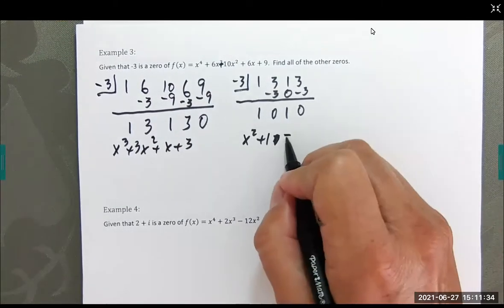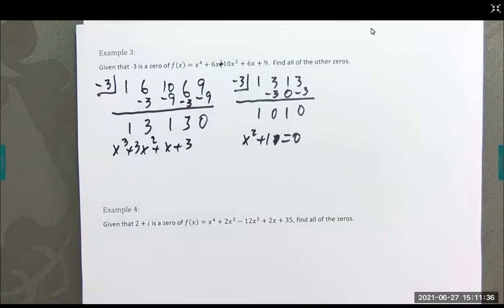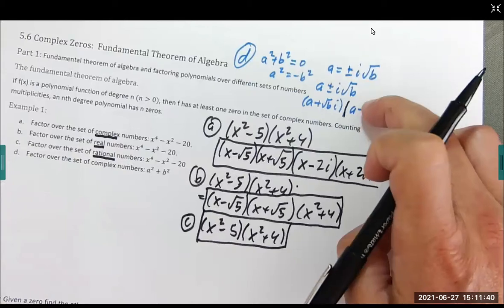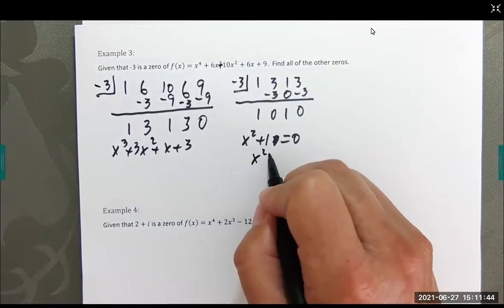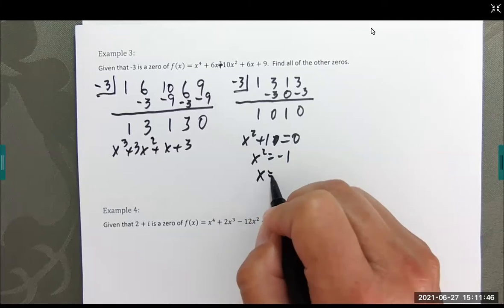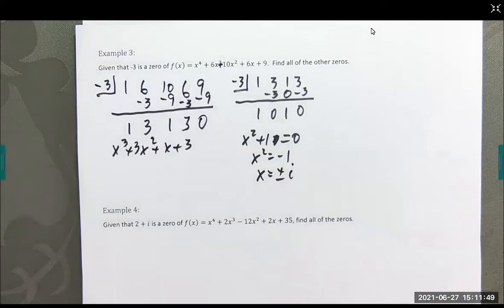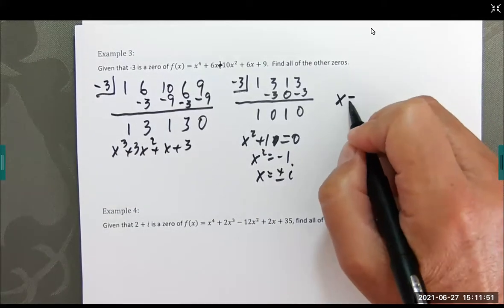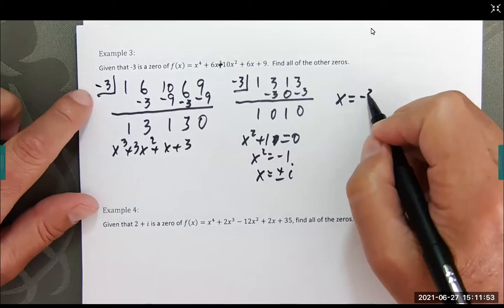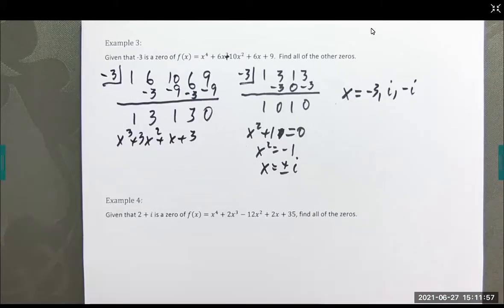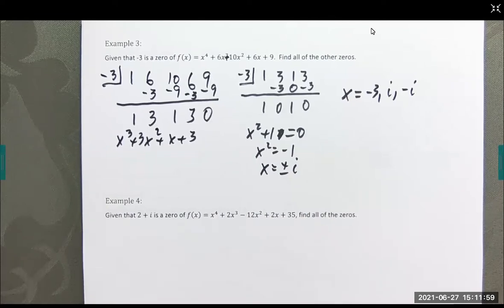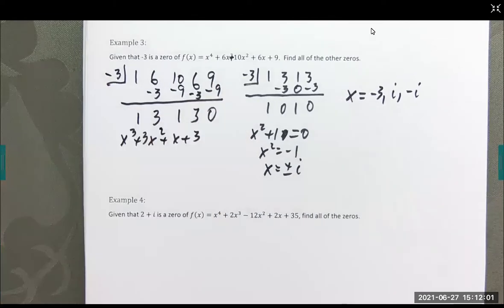And we want to set that equal to 0. Well, I can use the previous rule from before, and actually, I could get x squared equals negative 1, x equals plus or minus i. So what are the zeros? x equals negative 3, i, and negative i. And keeping in mind that negative 3 has a multiplicity of 2, right? We had 2 of them. That worked.